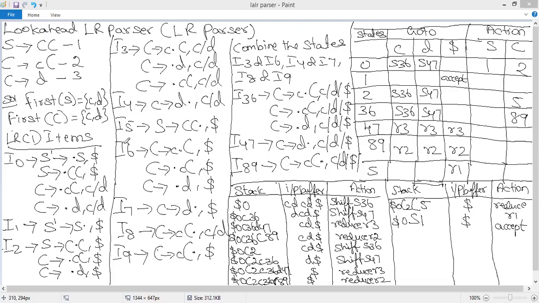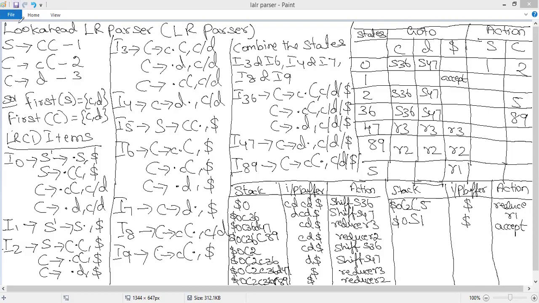Among these three parsers, CLR parser is more powerful, but it contains more states compared to SLR and LALR. So actually, in order to reduce the number of states, the LALR parser has been introduced. LALR parser uses the concept of SLR and CLR in order to reduce the number of states.